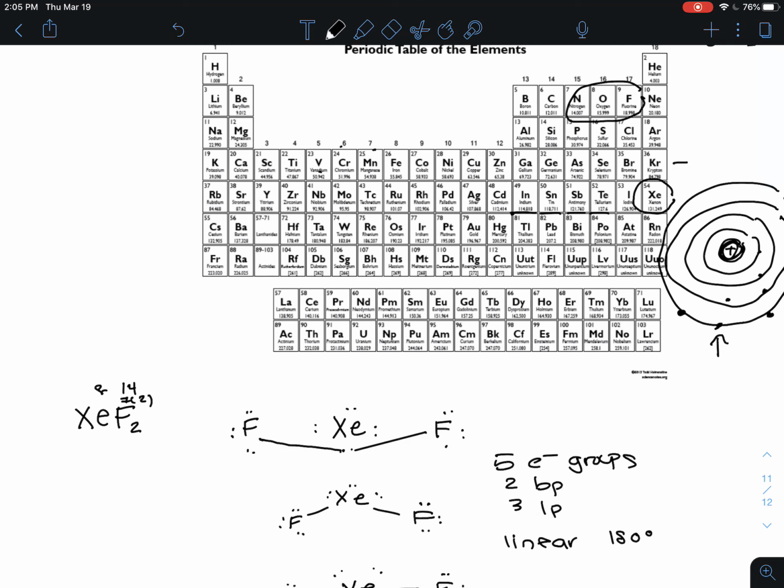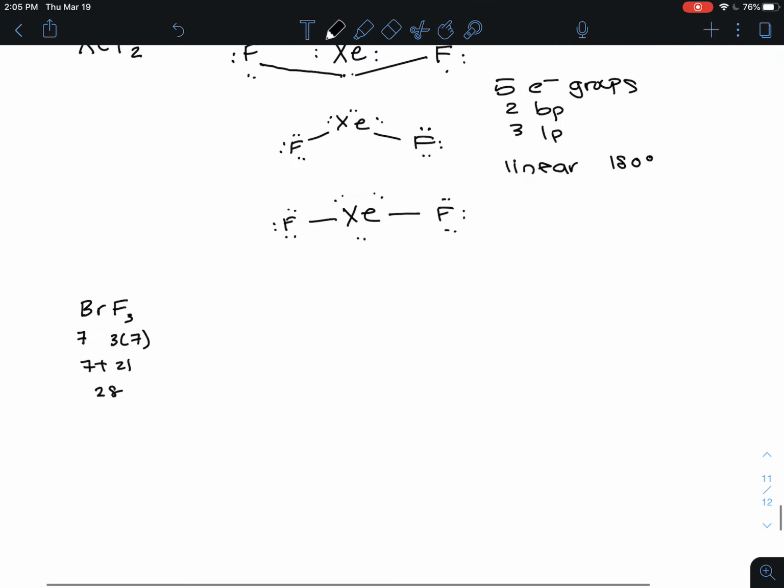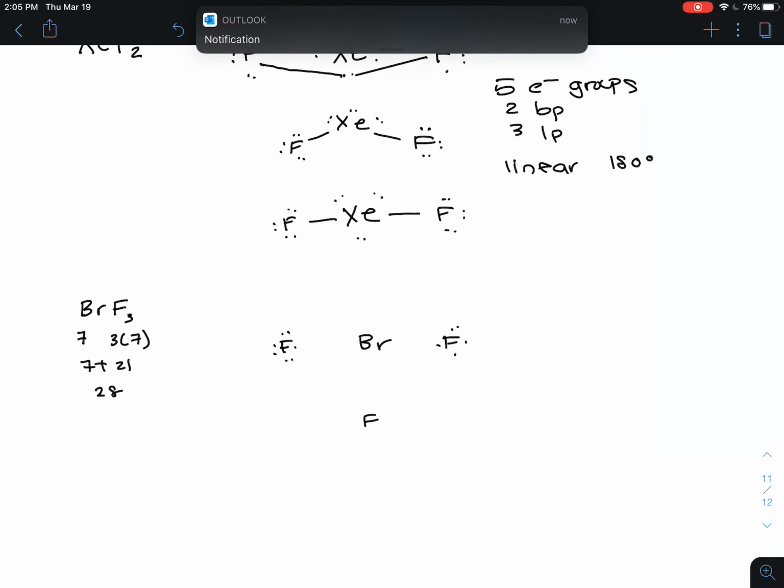only 1 bromine. Also, fluorine is in period 2, where bromine is in period 4. So, we know that fluorine cannot expand its octet because it's in period 2. Fluorine only has s and p orbitals. Bromine has s, p, and d orbitals, so it can have an expanded octet. So it will go in the middle. So I have my bromine and then my 3 fluorines around.